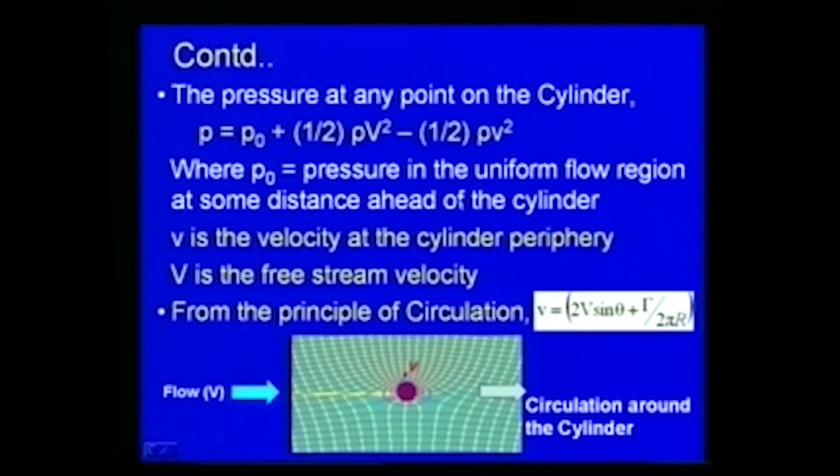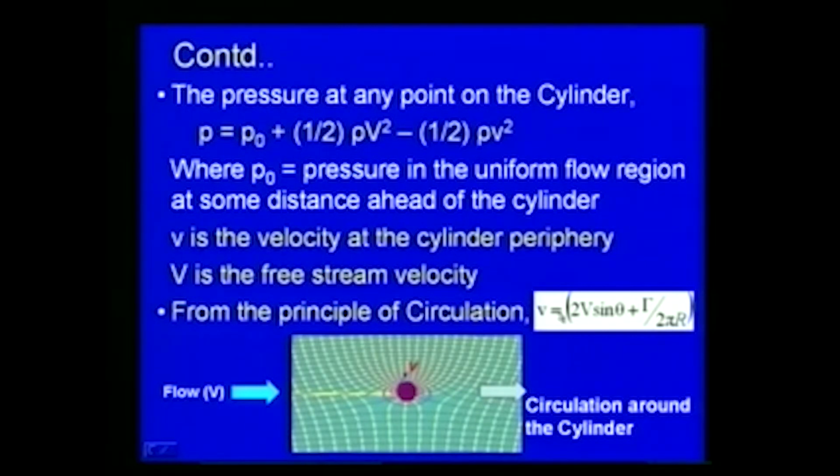Now, we have seen the circulation aspect earlier. From the principle of circulation, we can write the velocity on the cylinder periphery as small v is equal to 2 capital V sin theta plus gamma divided by 2 pi r. This is the case we consider: the rotating cylinder, with free stream flow of velocity capital V in this direction.